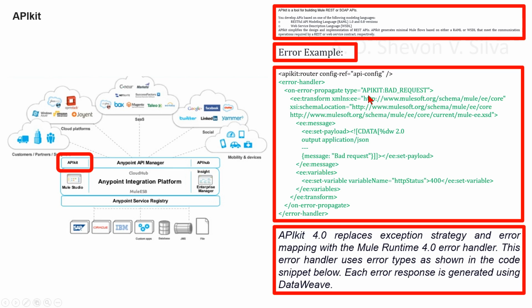Here you can see APIKIT:BAD_REQUEST type. The status code is 400 and the message is bad request here.